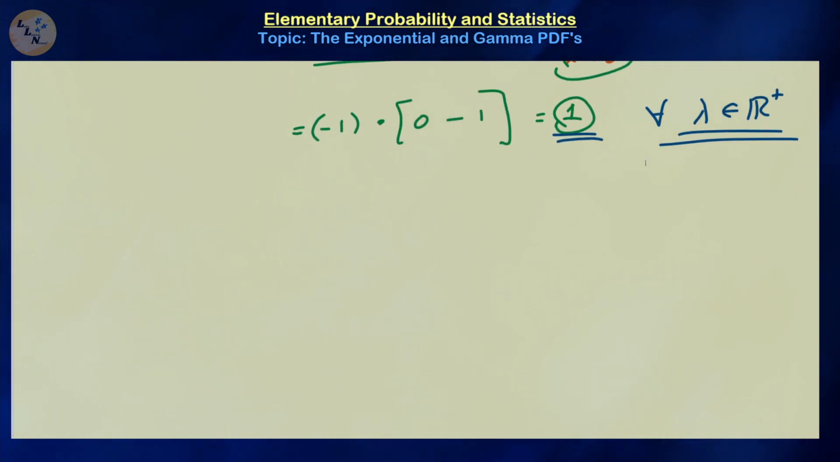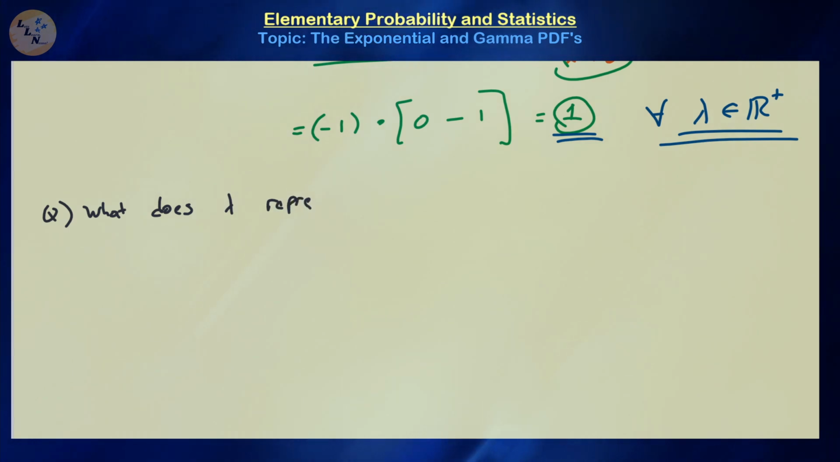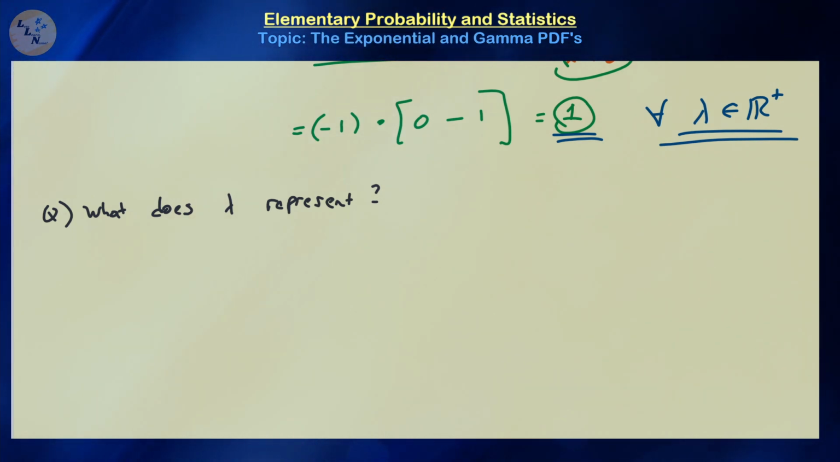Now, one question that we have yet to ask or answer is this: what does lambda represent? We remember from the Poisson distribution that lambda represented the expected value, so one could think, well, is lambda the expected value of an exponential random variable? And the answer is actually no. So maybe we can at least use the expected value to possibly create a meaning for lambda.